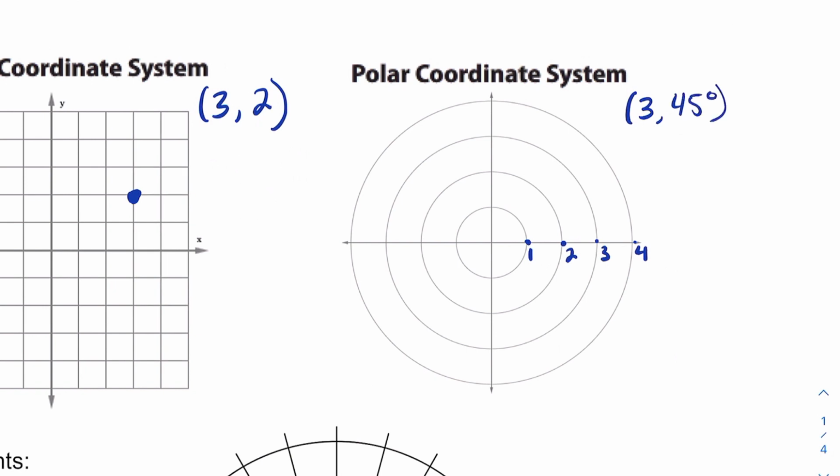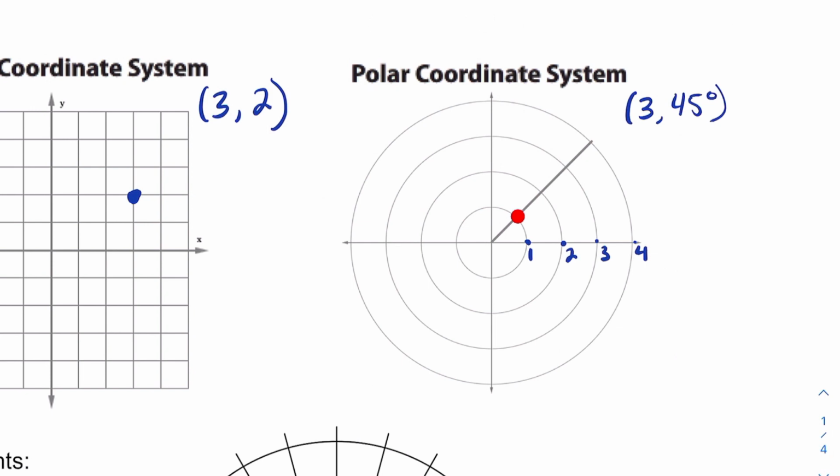Well, let's think about what we know about our lines. I actually just reminded you guys that the 45 degrees is the middle line here. And so any point along any of these lines will be 45 degrees away from 0. We go 45 degrees to get up to this point. So if I wanted to plot the point 3, 45, what I'm going to do is find the 45-degree line and then count on the circles.